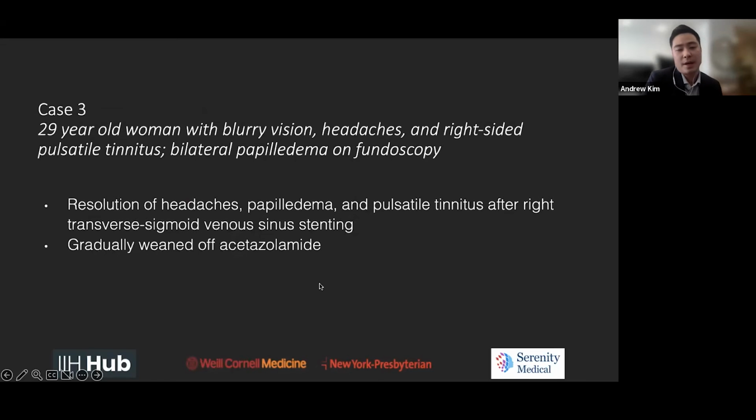So here, in this case, after the stenting, the patient had very nicely a complete resolution of her symptoms. The headaches, papilledema, and pulsatile tinnitus were gone. And in that setting, she was gradually weaned off of the acetazolamide.